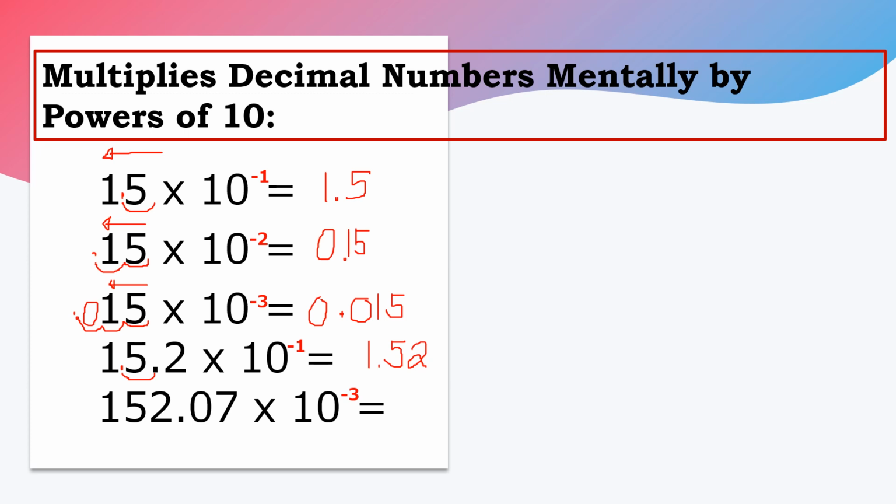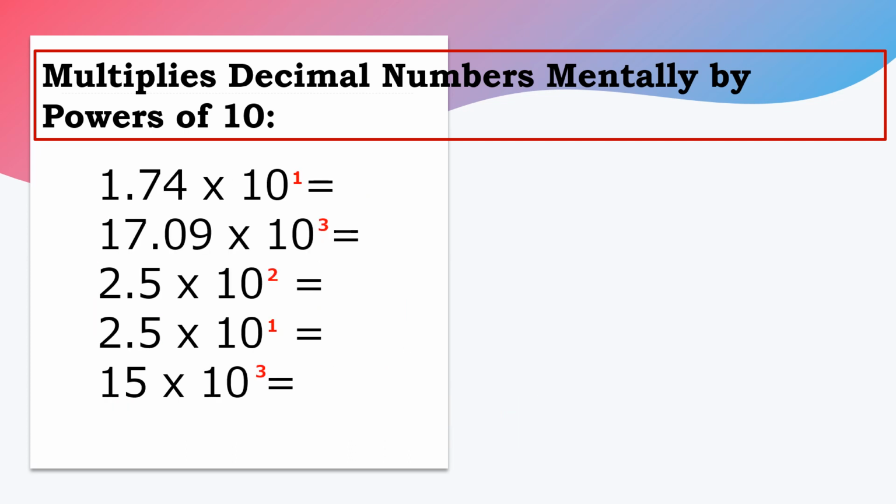So, negative, papuntang kaliwa. Ang exponent ay 3, tatlong beses magmumove. So, gawin natin. So, 1, 2, 3. So, nasa unahan na ng 1 ang decimal point. Ibig sabihin, ang sagot natin ay decimal point 1, 50, 2, 0, 7. Saka lagyan ng 0 sa unahan ng point dahil walang numbers. So, sagot natin sa last example ay 0.15207.